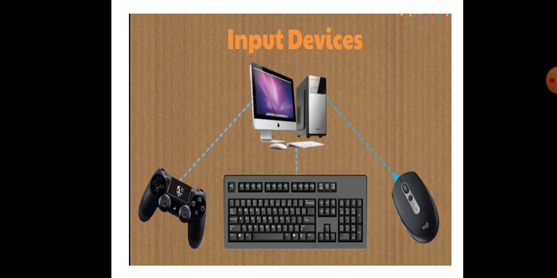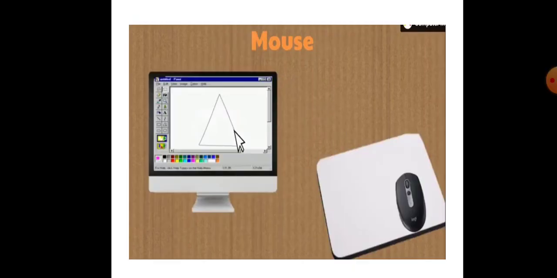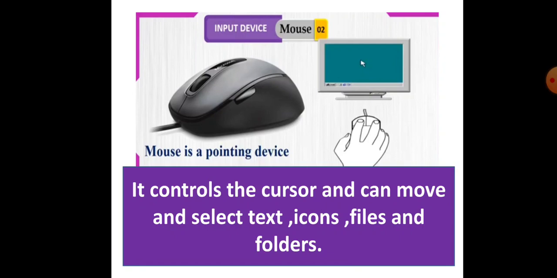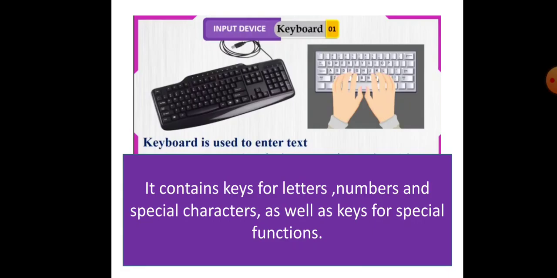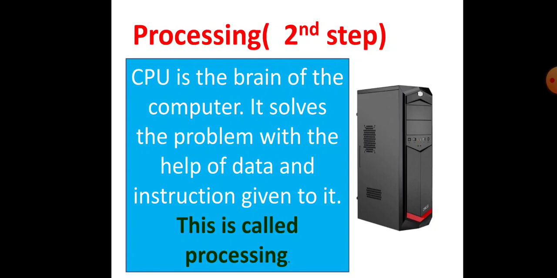First step is done by the input devices. Mouse is an input device. It controls the cursor and can move and select text, icons, files, and folders. Keyboard, another input device. It contains keys for letters, numbers, and special characters, as well as keys for special functions. So, the input devices give the data information to the brain of the computer.